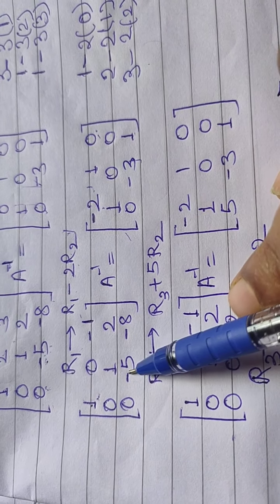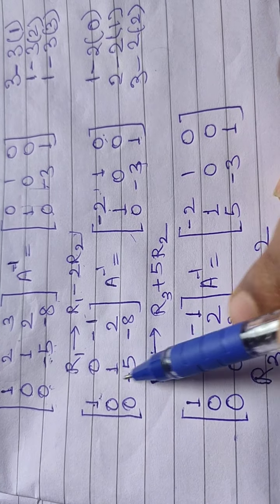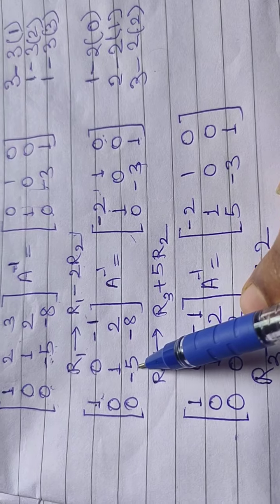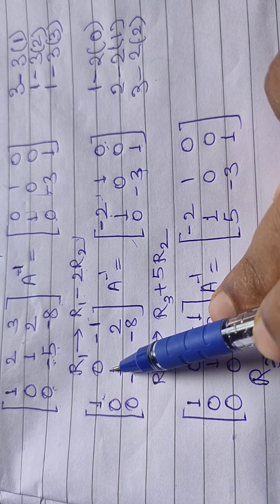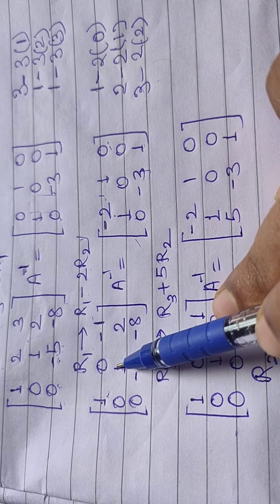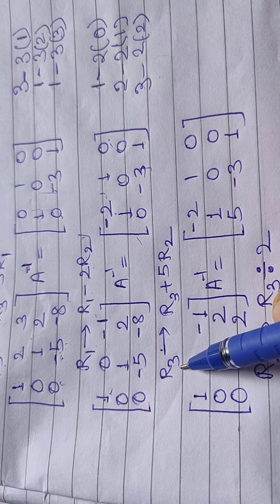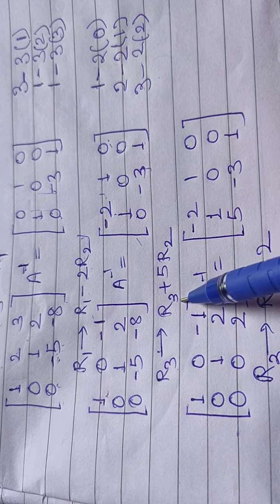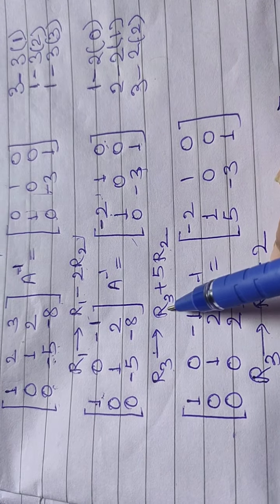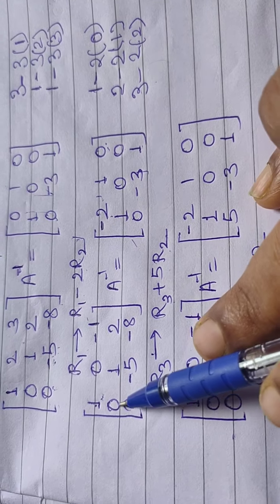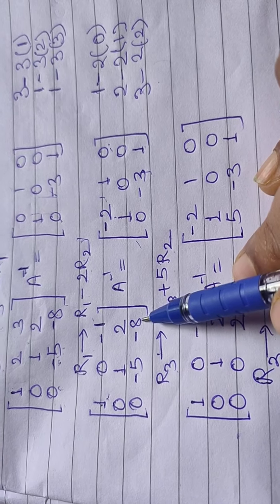Now the next step is to bring 0 in this place. In the second column this is 0 1 and here we want 0. So for this 0, again taking the help of this one, we will multiply the second row elements by 5 and then add to the third row. So now we are going to change the third row. R3 changes to R3 plus 5R2. So multiply all the elements of this row by 5 and add to the third row.